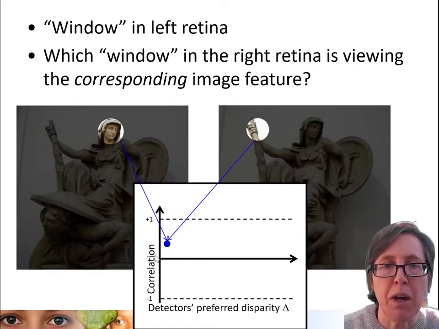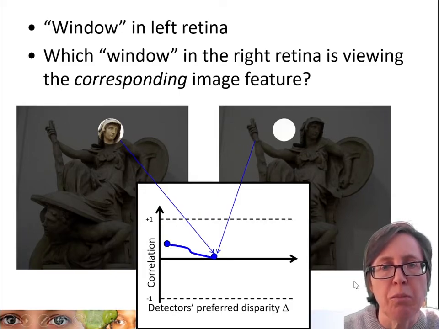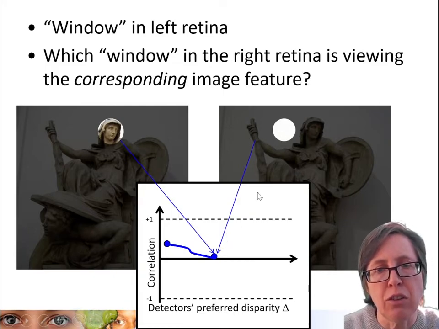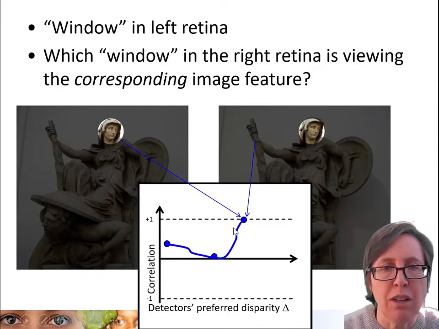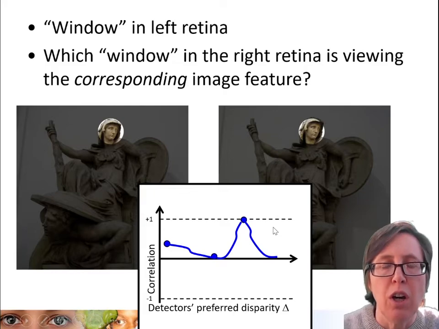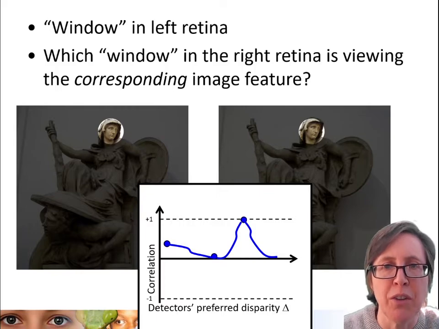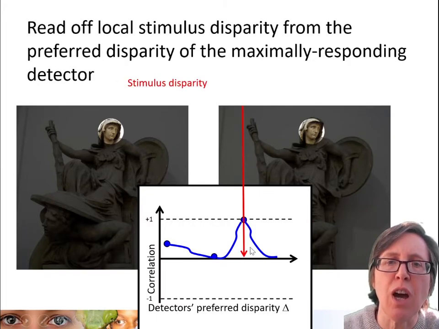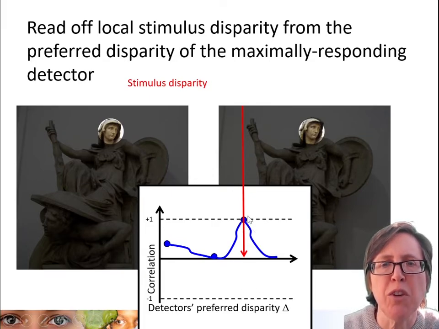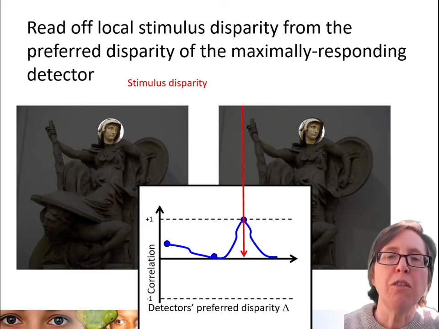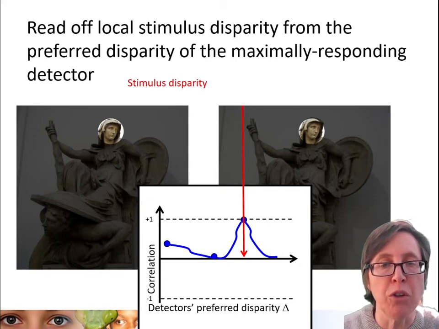So this particular patch has quite a low correlation, as we saw, and then we'll move through, and there'll be a very low correlation, say for this point here, but by the time we get over to this point, the correlation will be 1. And so your brain, looking at all these neurons, trying to figure out which one is looking at the correct match, can deduce, this must be the stimulus disparity, because neurons with this preferred disparity are seeing the highest correlation. So that's a sort of overview of what we think is going on in V1 to compute disparity.